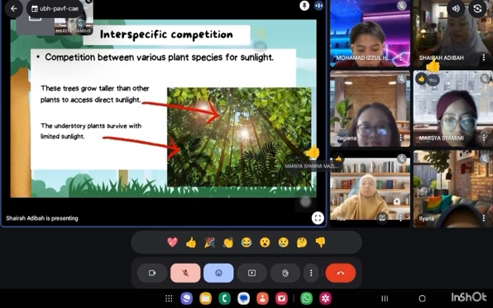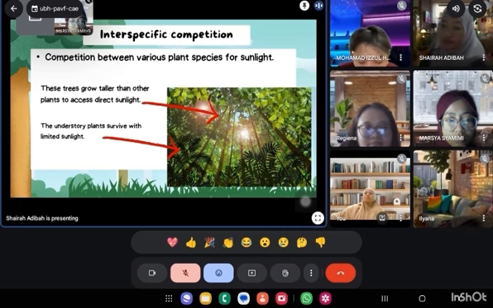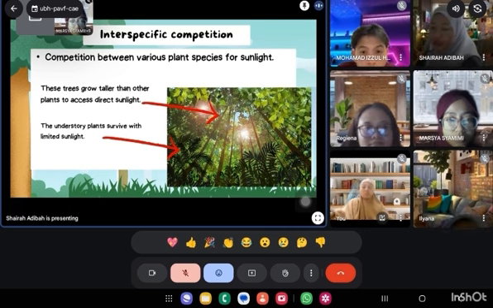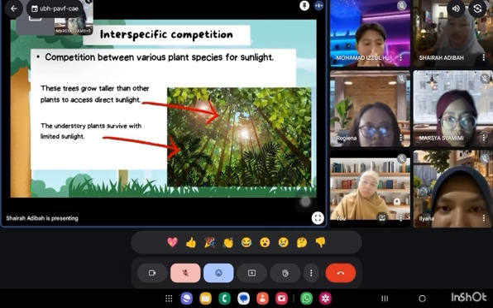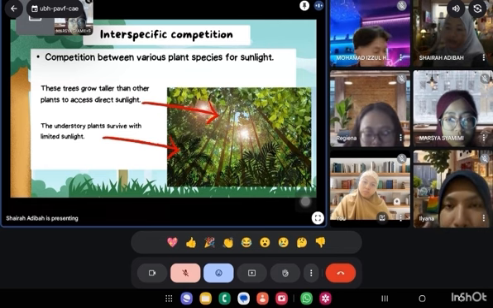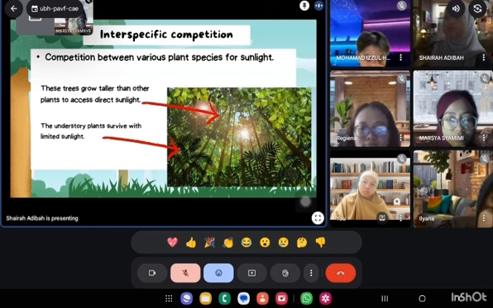Okay, this is another example for interspecific competition. This one is competition between various plant species for sunlight. As you can see, the trees grow taller than other plants to access direct sunlight. Meanwhile, the understory plants survive with limited sunlight. Okay?